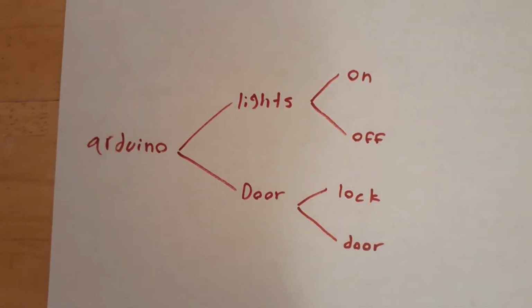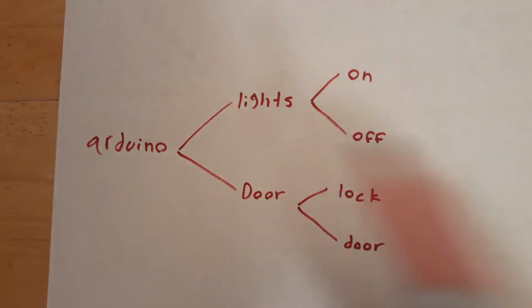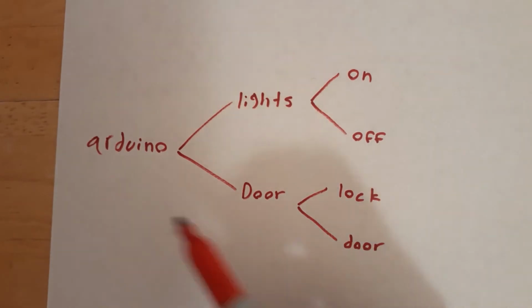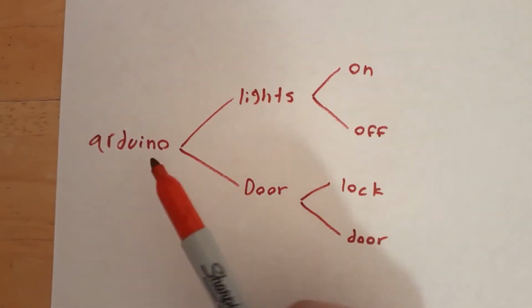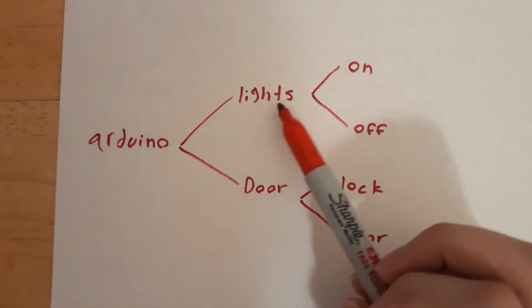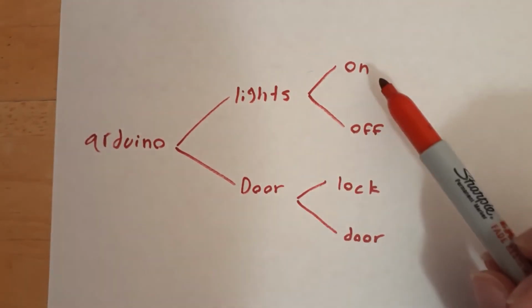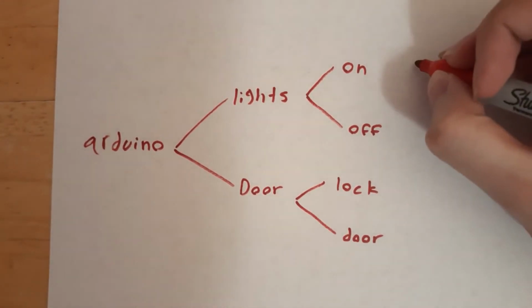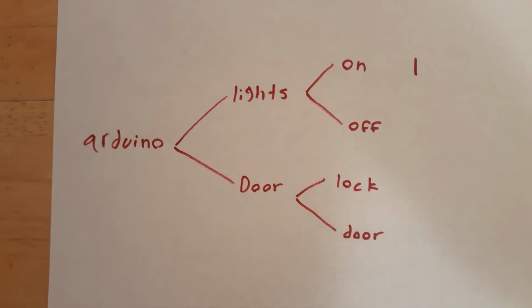After we say a phrase, it's going to look for keywords within the phrase, and if like 3 words match, it's going to give out a command to the Arduino. Let me give an example. If I say Arduino lights on, we're going to follow the tree. Arduino, that's true, yes. Lights, that's true, yes. On, that's true, yes. And then we're going to send a 1 to the Arduino.